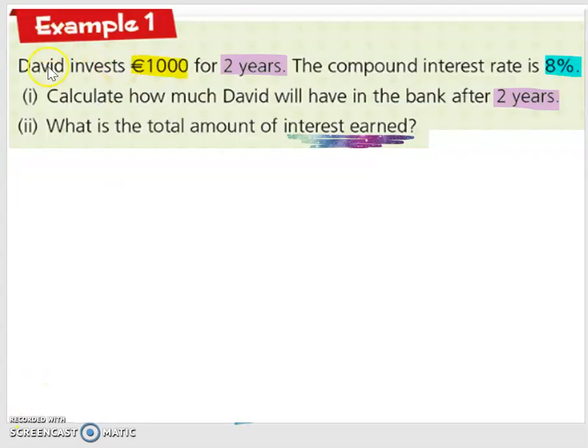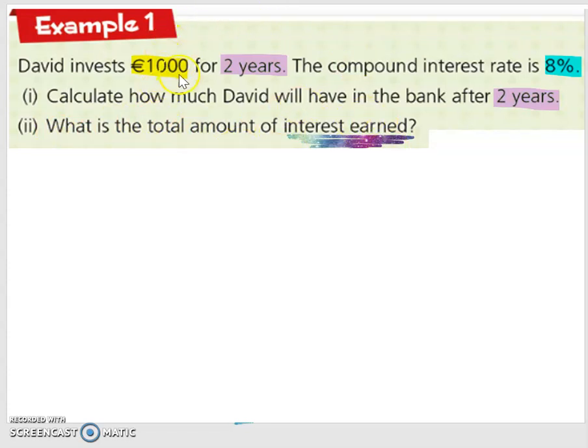Example 1. David invests €1,000 for 2 years. The compound interest rate is 8%. Part 1. Calculate how much David will have in the bank at the end of 2 years. And part 2, what is the total amount of interest earned?